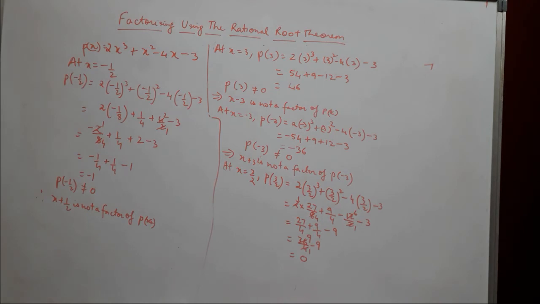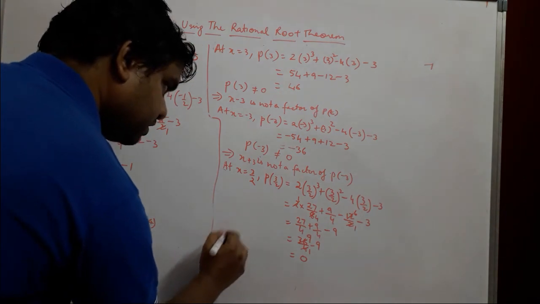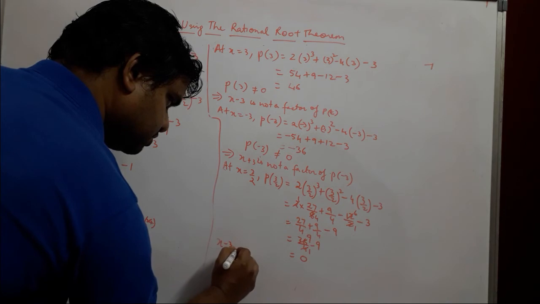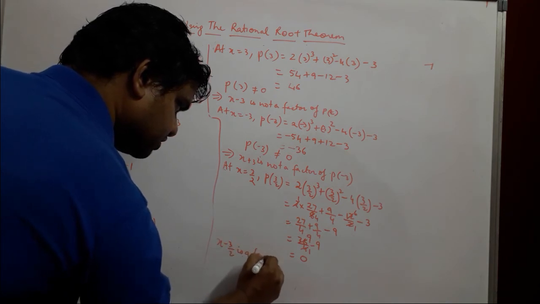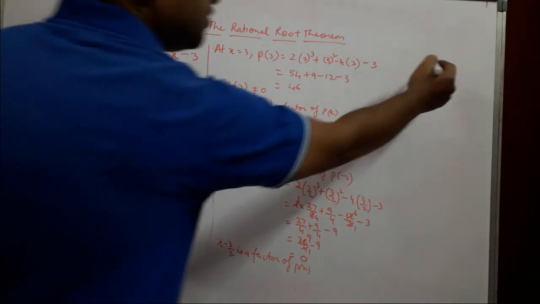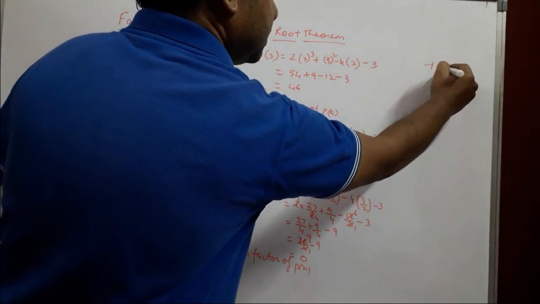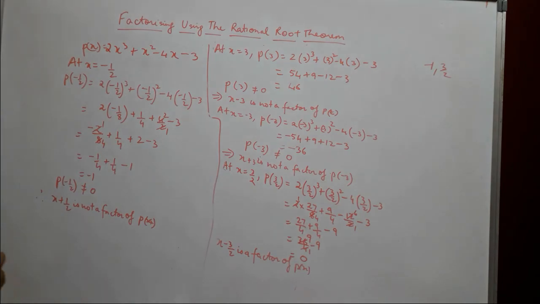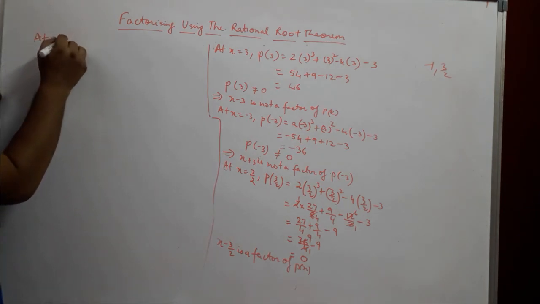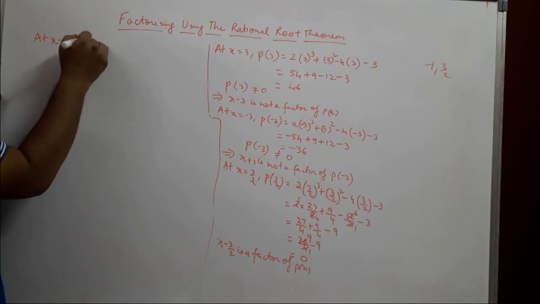So now we can say that this is x equal to 3 upon 2. That means x minus 3 upon 2 is a factor of P of x. So apart from minus 1, we got 3 upon 2 as well, which is a factor of the given polynomial. So at x equal to minus 3 upon 2, we will see what do we get.